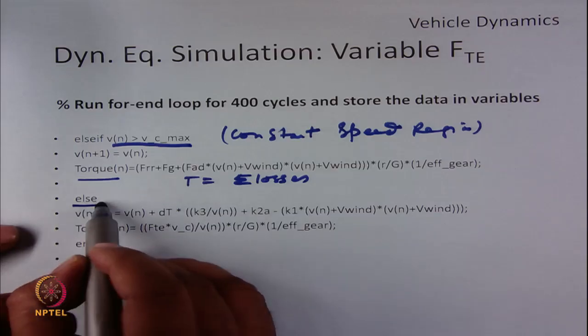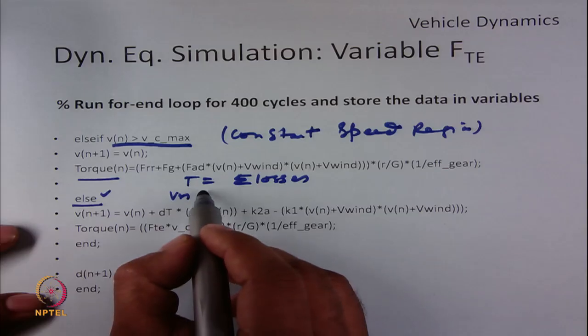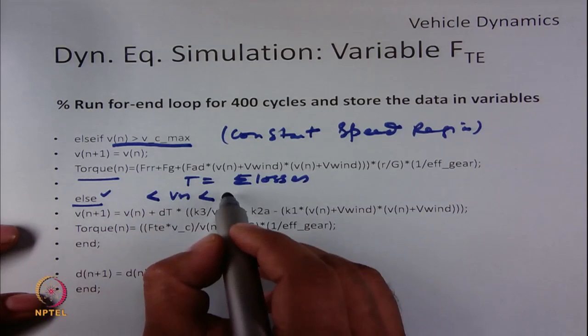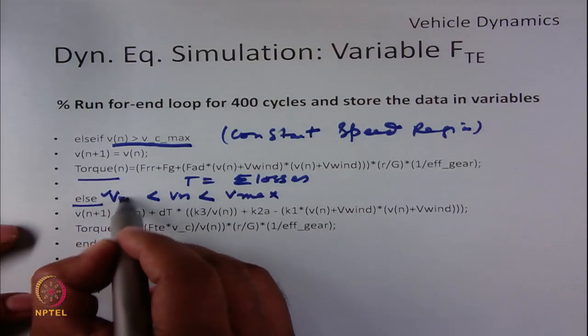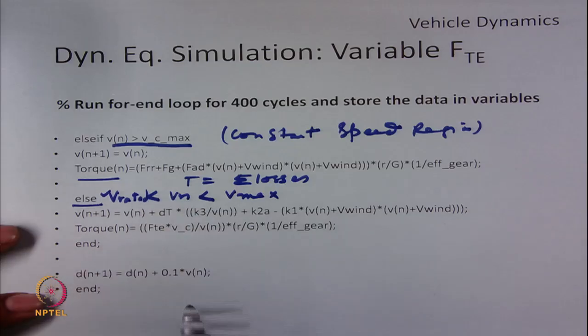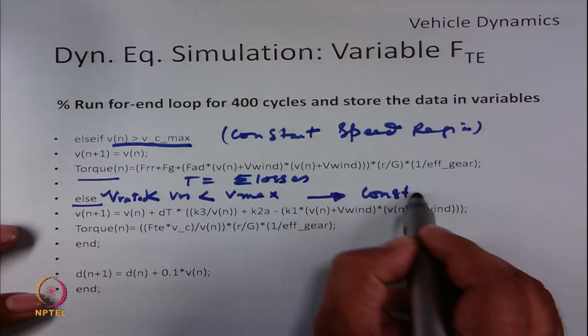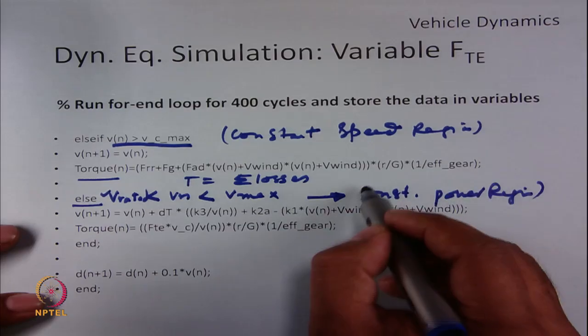Else means the condition where V in is between V max and V rated. So, this is basically a constant power region.